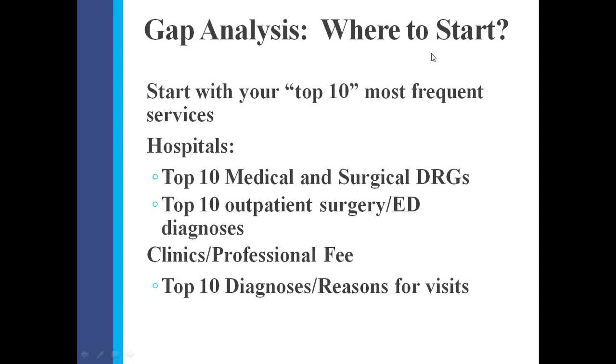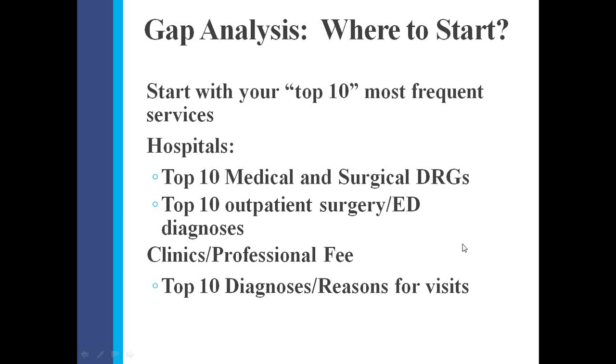Now, if you're with a hospital today, I'd recommend that you start with your top 10 medical DRGs and top 10 surgical DRGs. And for your outpatient, typically you're going to look at your top 10 outpatient surgery diagnoses and also those in the emergency department. That's a good way to start there. If you work with the clinics or professional fee services, you want to go with the top 10 diagnoses or the top 10 reasons for visits. That's a good way to start of where to even begin.